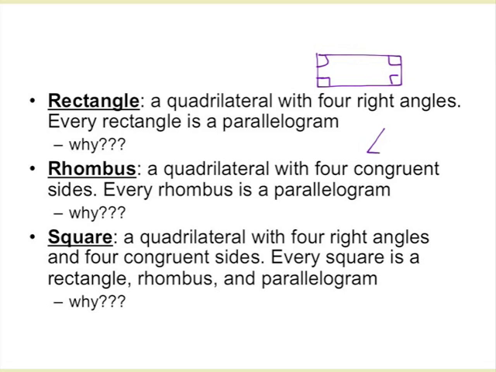Our next one is called a rhombus. A rhombus has 4 congruent sides. A rhombus is a parallelogram also. Why? Opposite sides are congruent. Really all 4 are congruent, but at least the opposites are congruent, so it's a parallelogram. But it's a special parallelogram because all 4 sides are congruent.